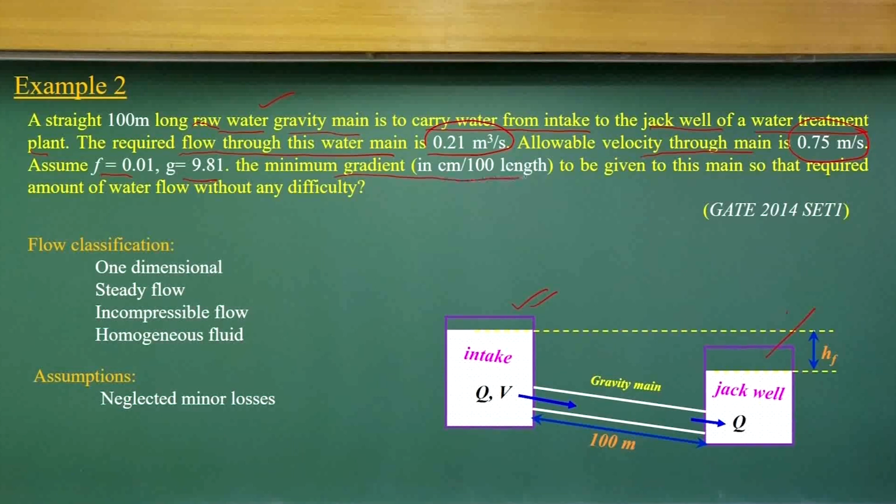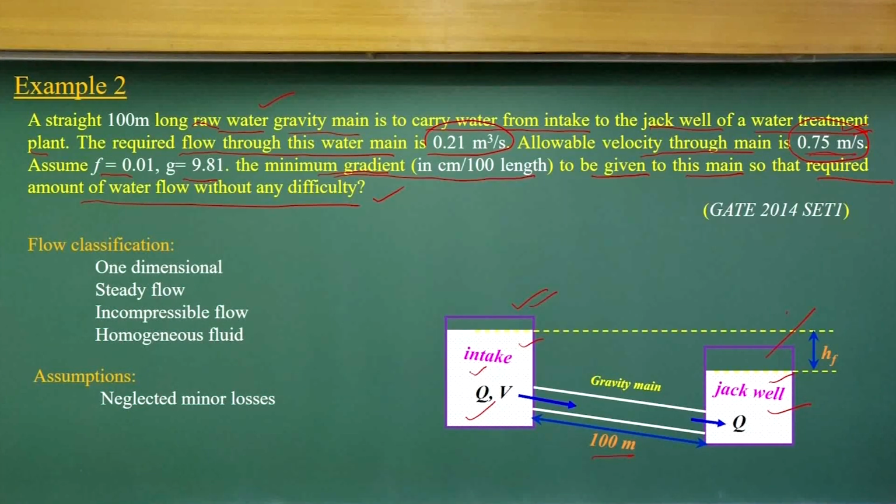What could be the minimum gradient to be given to the main, so that it carries the required amount of flow without any difficulties? You just sketch the problem. The length is 100 meters, there is an intake, this is the jack well, and Q is given to us. Also the allowable velocity is given, meaning this is the maximum velocity that can go through this pipe. What we are looking at is the minimum gradient to be given to this pipe, so that the required amount of water can go to the jack well from the intake well.